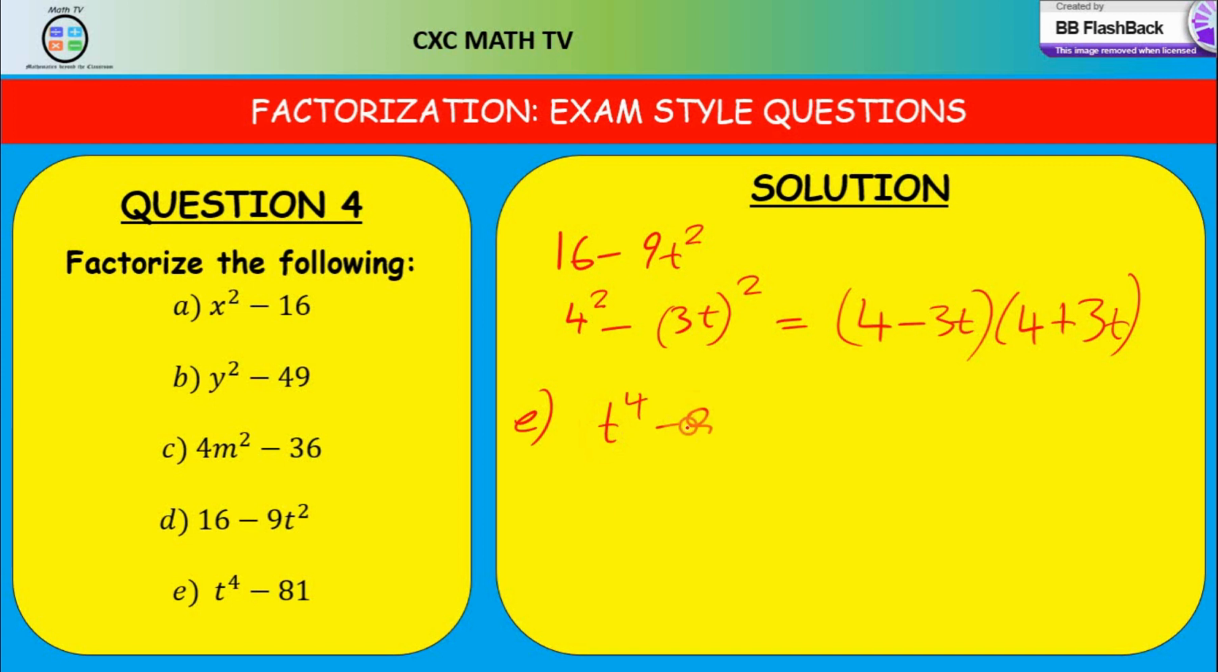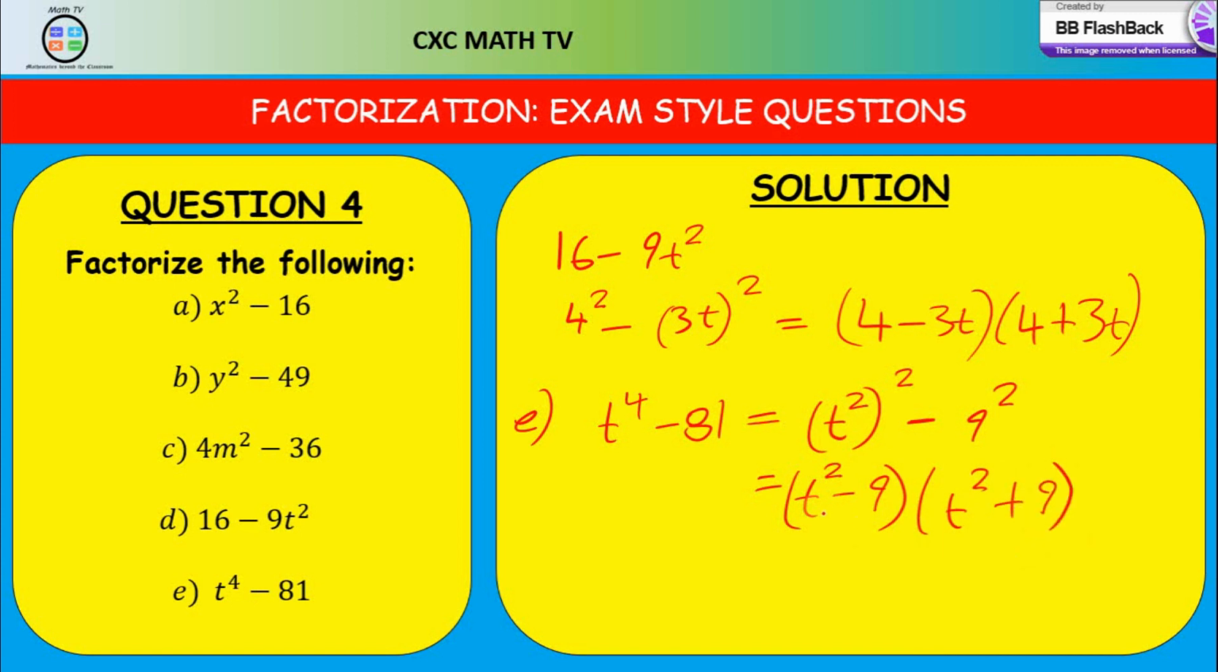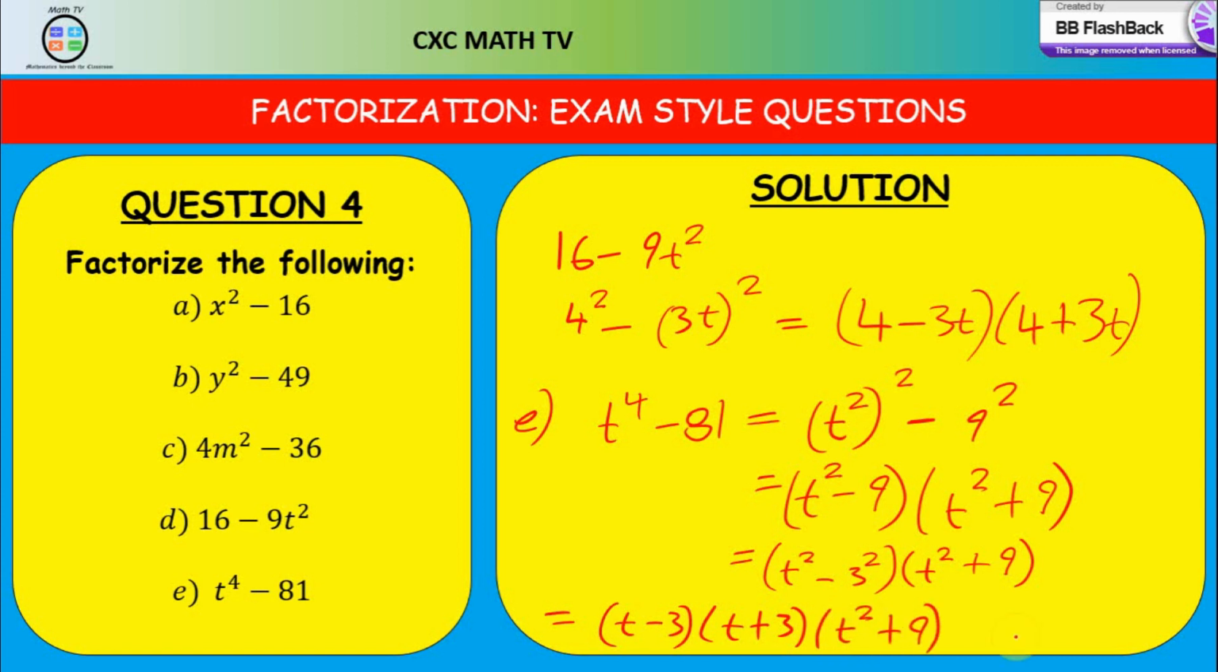Part E. T to the 4 minus 81. This is t squared, all squared, minus 81, which is 9 squared. So this works out to be (t squared minus 9) times (t squared plus 9), because this is now a difference of two squares. But then t squared minus 9 is another difference of two squares, t squared minus 3 squared. So we can rewrite it as (t minus 3) times (t plus 3) times (t squared plus 9). And that is it. Nice.